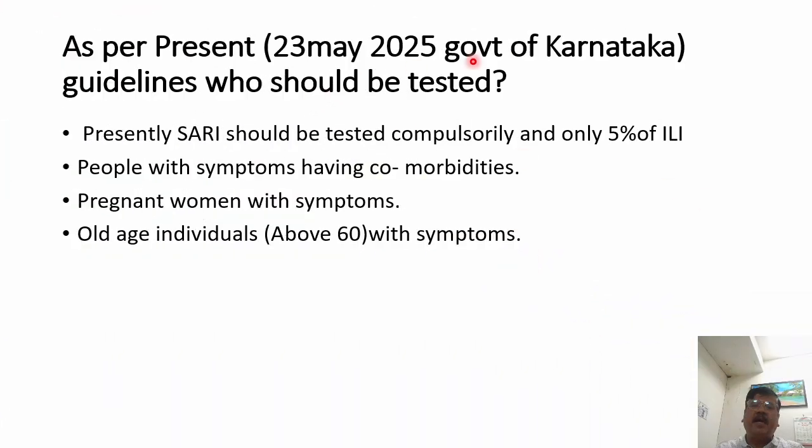As per this guideline of the Government of Karnataka, SARI should be tested compulsorily, and only 5% of ILI. Then people with symptoms having comorbidities like heart disease, chronic kidney disease or some lung disease. Pregnant women with symptoms are also advised to be tested. Old age individuals above 60 with symptoms are also advised to be tested.